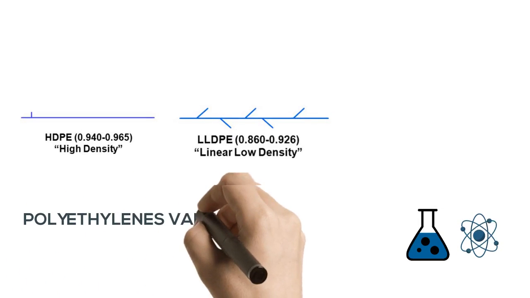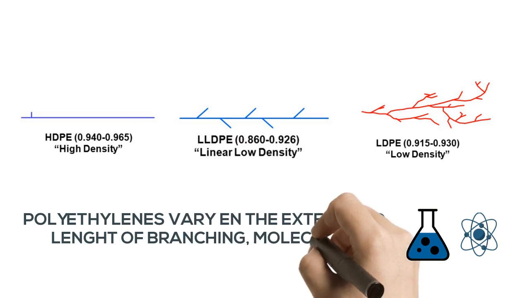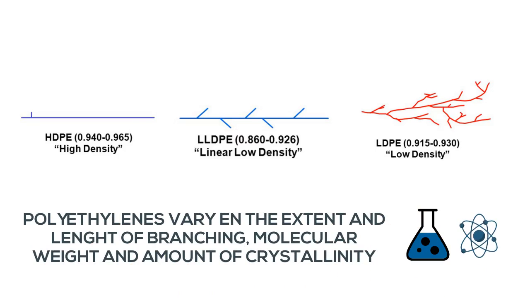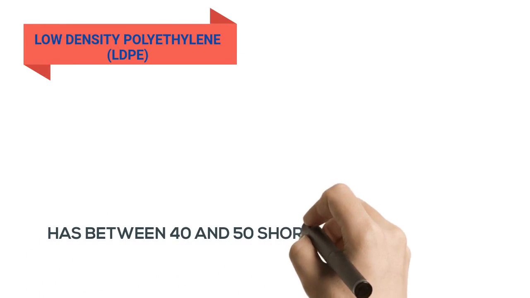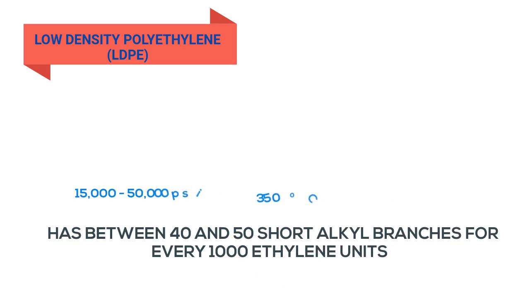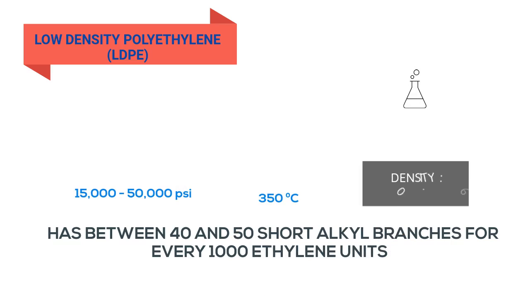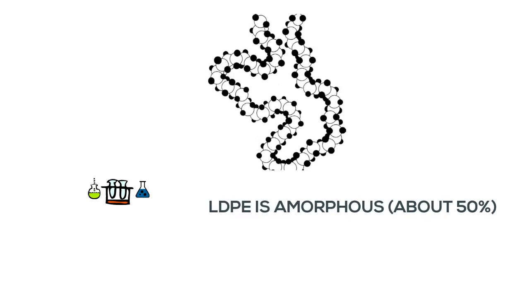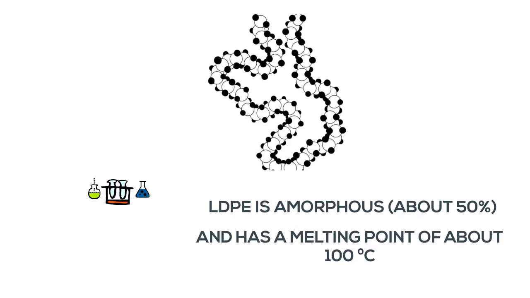Today there exists a wide variety of polyethylenes that vary in extent of branching, as well as molecular weight distribution and amount of crystallinity. Commercial low-density polyethylene (LDPE) typically has between 14 and 15 short alkyl branches for every 1,000 ethylene units. It is produced using high pressures and temperatures. It has a density of about 0.912 to 0.935. Because of the branching, LDPE is amorphous, with a low amount of crystallinity. LDPE has a low melting point of about 100 degrees Celsius, making it unsuitable for uses requiring sterilization using boiling water.